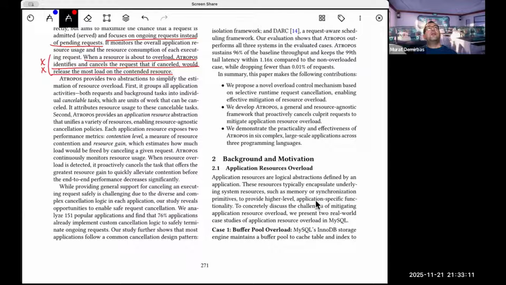Atropos provides two abstractions to simplify estimation of resource overload. First, it groups all application activities, both request and background tasks, into individual cancelable tasks, which are units of work that can be canceled. It attributes resource usage to these cancelable tasks. What is a cancelable task? Are they requiring something from the system to tag things as cancelable tasks, or maybe program this way in terms of cancelable tasks?